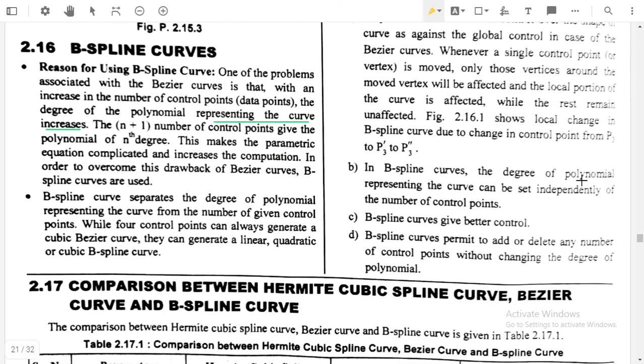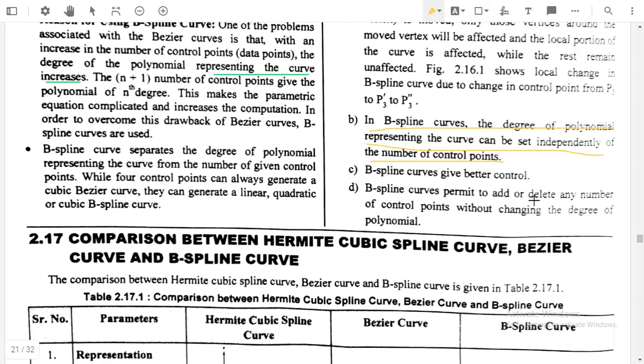In a beta spline curve, the degree of the polynomial representing the curve can be set independently of the number of control data points. If there are n plus 1 data points, the degree of the polynomial that represents the beta spline curve doesn't have to be n; it can be a different degree. The beta spline curve gives better control on the shape of the curve.